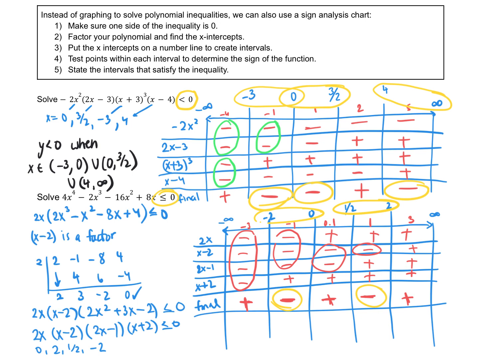So when I write my intervals, I'm going to say y is less than or equal to 0 when x belongs to the intervals -2 to 0 including them, and 1/2 to 2 including the values. And there we are, another strategy for solving polynomial inequalities. We still have sketching, of course, but now we have the sign analysis.